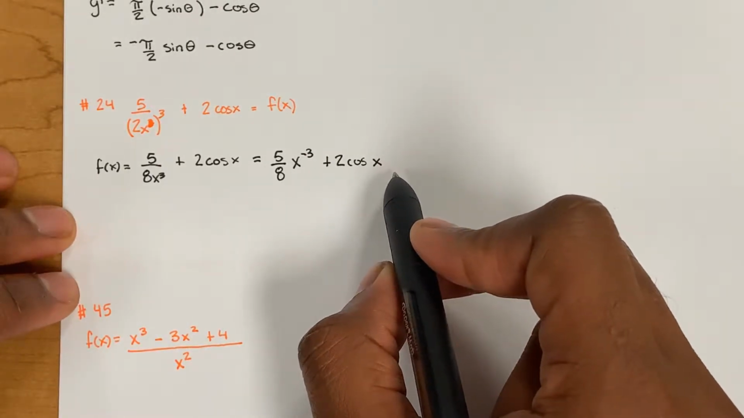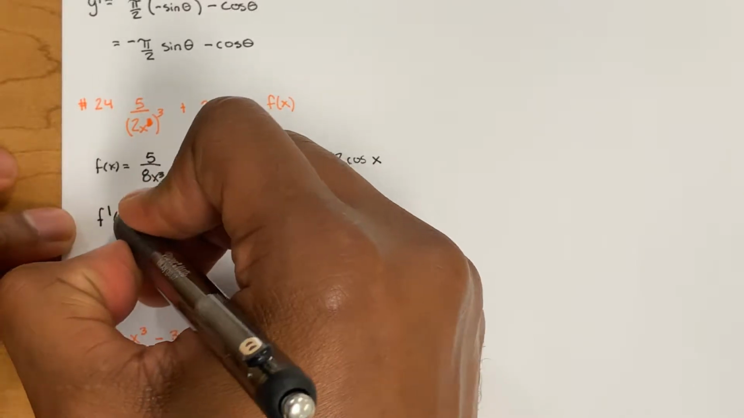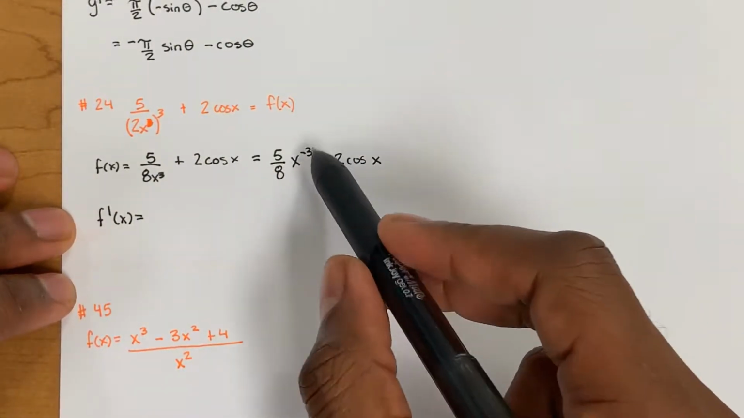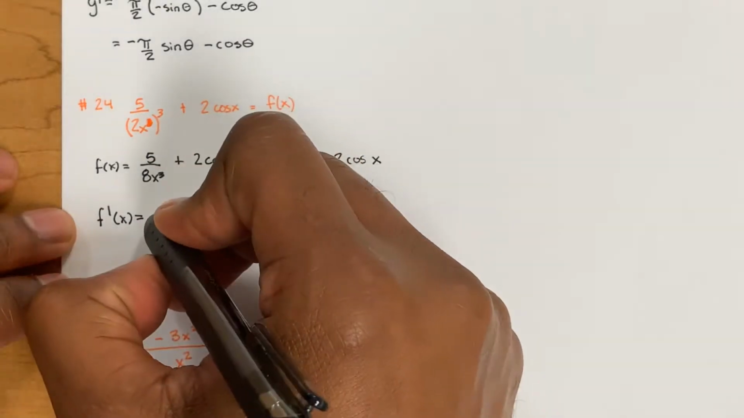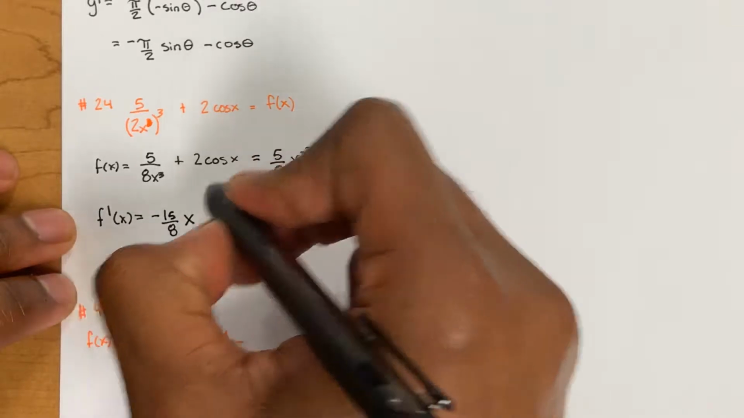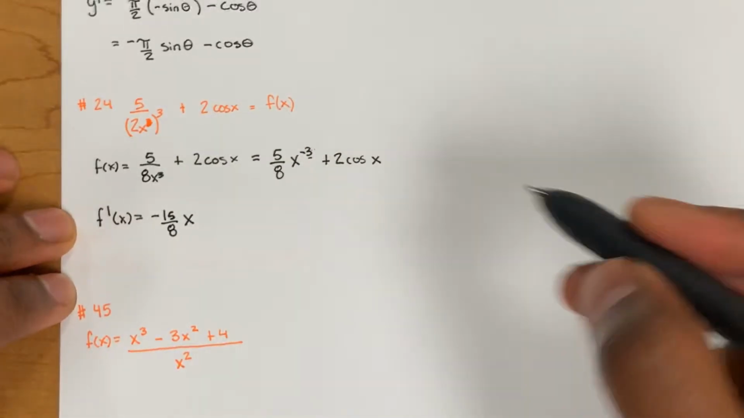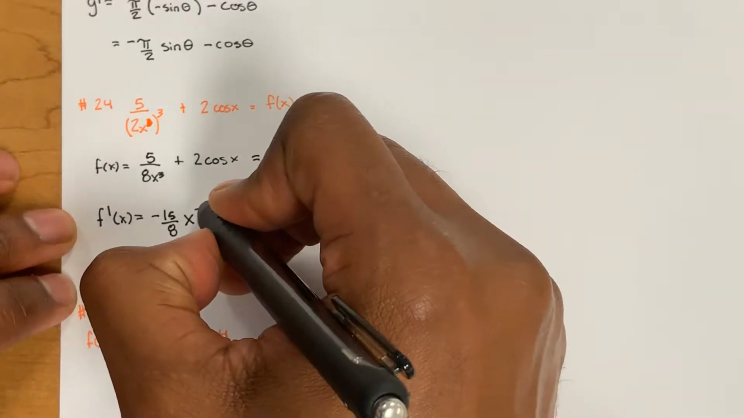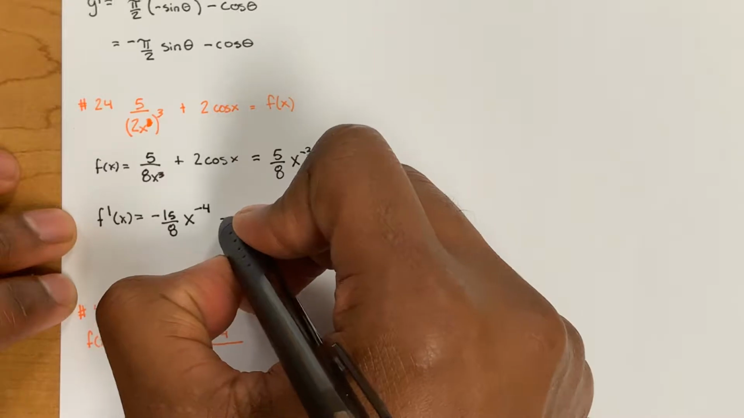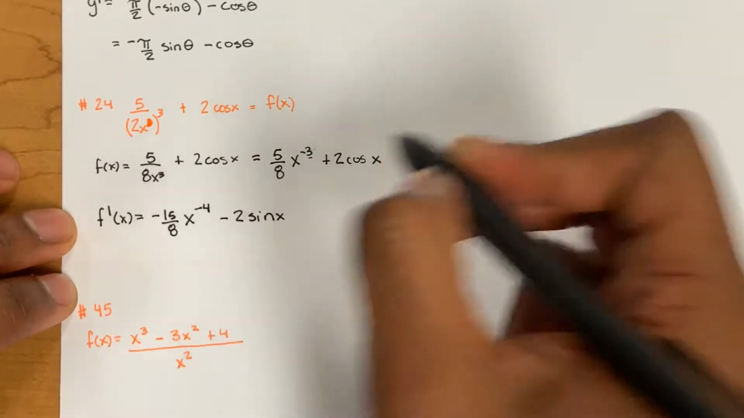And again, this is a rewrite step. It is not the derivative. The derivative, and this is why we should label our functions, so that we know what function we're actually in, is going to be negative 3 times 5/8. That's going to be negative 15 over 8. And then we're going to get x to the, and when we're subtracting from a negative exponent, we have to be sure that we're actually subtracting, and we should get negative 4. And then the derivative of cosine is negative sine, so we're going to have negative 2 sine x.